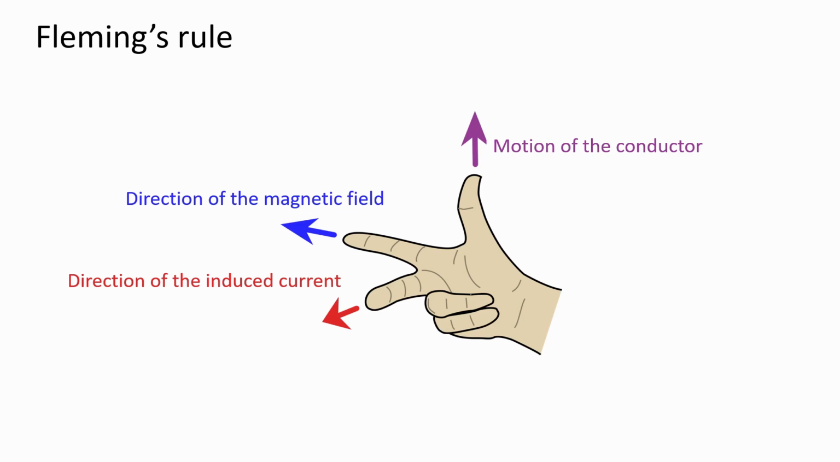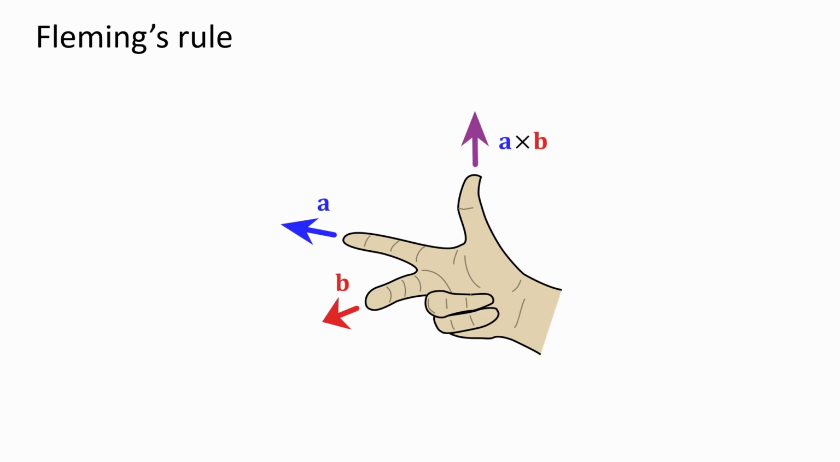This figure is a representation of how you should point your fingers. Generally speaking, the Fleming rule can be used to determine the direction of the vector resulting from the cross-product operation between two vectors.